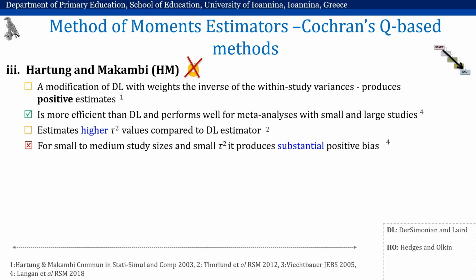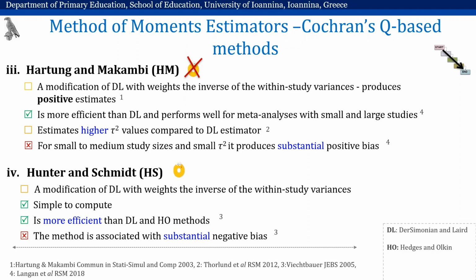Then we have the Hartung and Makambi method. The authors selected to propose a correction to the DerSimonian and Laird estimator so that it doesn't need a truncation to 0 and it produces positive estimates only. The method is more efficient than the DerSimonian and Laird and performs well for meta-analyses with small and large studies, but for small to medium study sizes and small heterogeneity, it produces substantial positive bias.